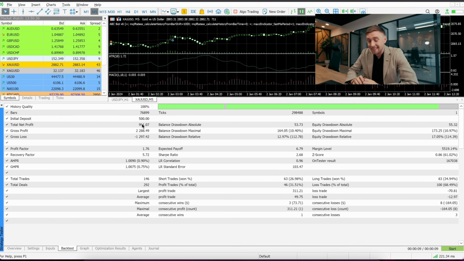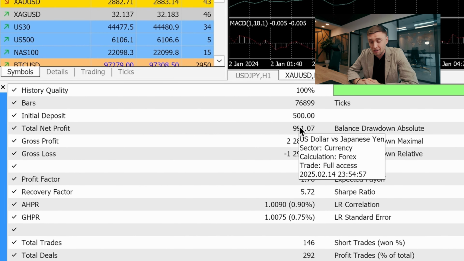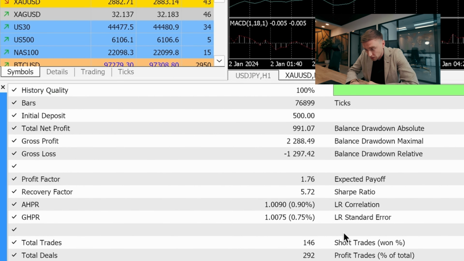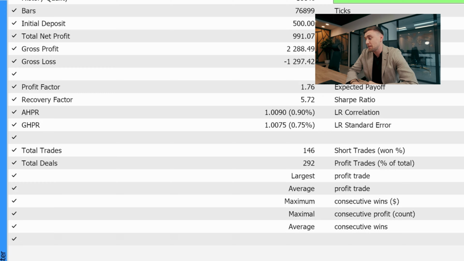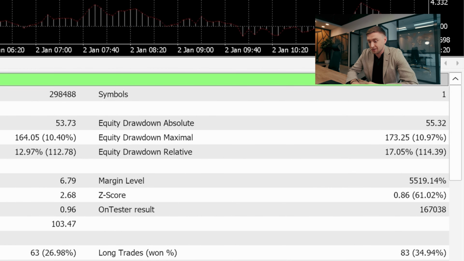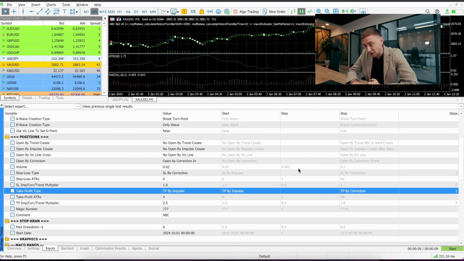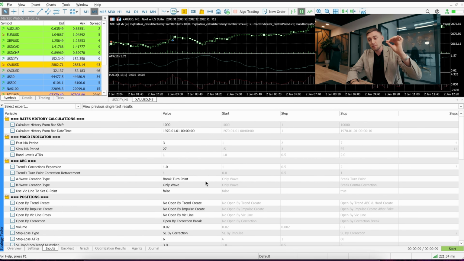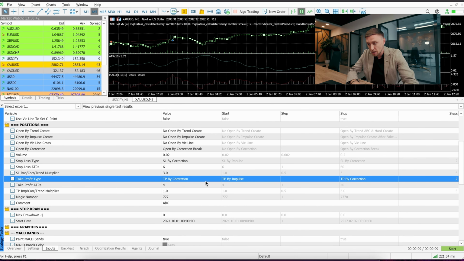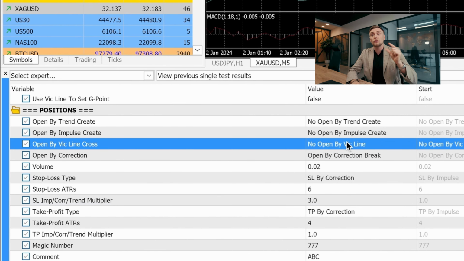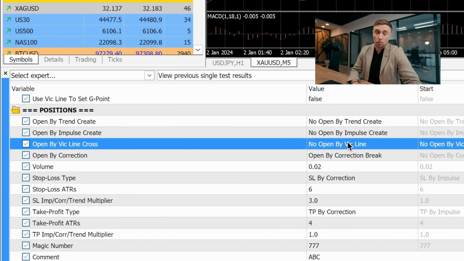So our result, $991 after 1 year of trading. Total trades 136, with the maximum drawdown just $170, which is not bad at all. And let me show you another way. You see, the same gold, everything is the same. Just I did some optimization with the stop loss and the take profit.